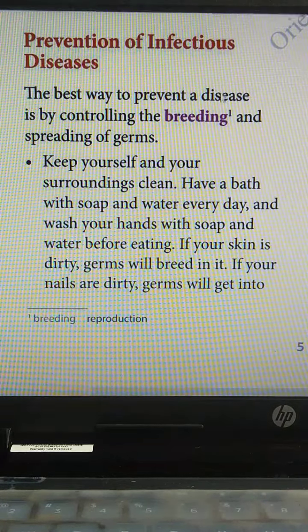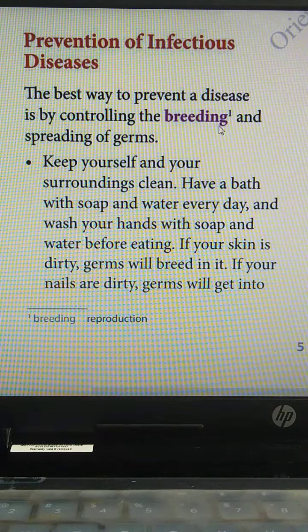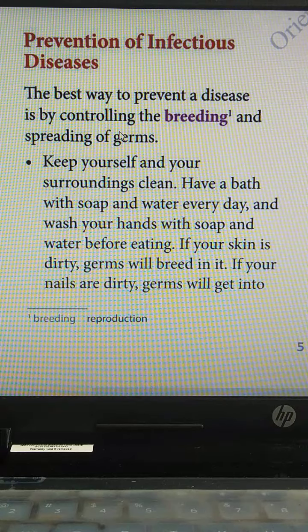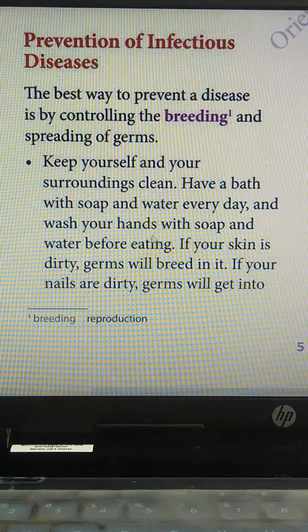Okay, the best way to prevent a disease is by controlling the breeding and spreading of germs. So we have to take care that germs do not spread from one place to another place, or from one person to other persons. So how do we have to take care?